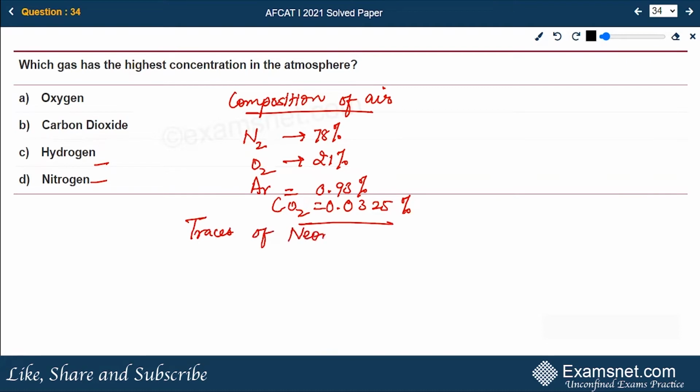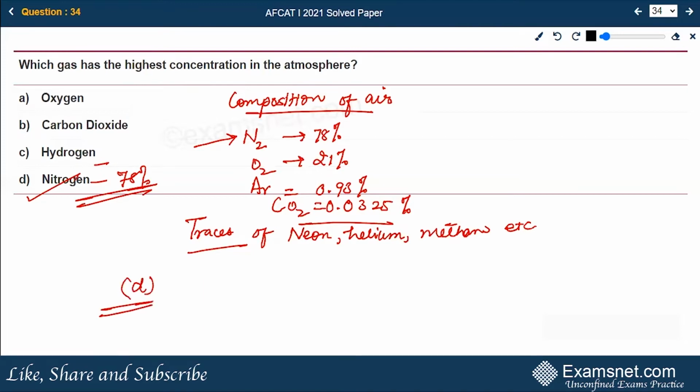neon, helium, methane, etc. Like there are water vapors, hydrogen gas, krypton. These things are present in traces in the atmospheric air. So from here you can see nitrogen is the one which has the highest composition of 78% in the atmosphere. So the answer to this question is option D.